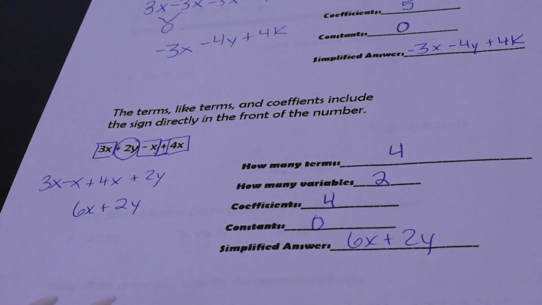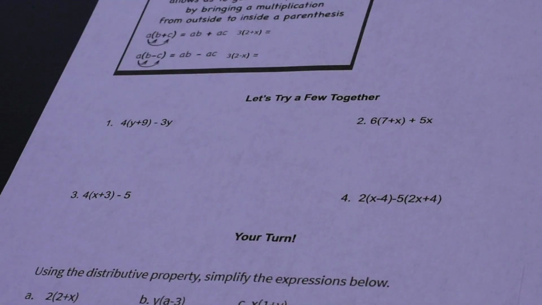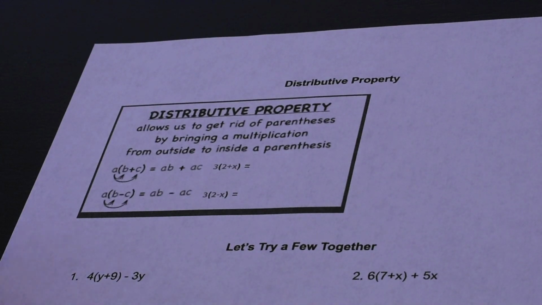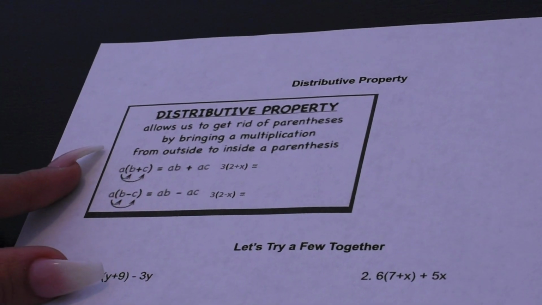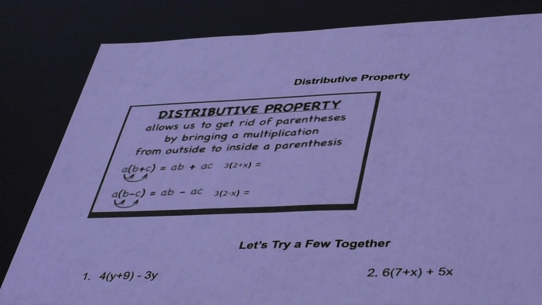That's my simplified answer. Now we are on to the distributive property. The distributive property allows us to get rid of parentheses. That's the whole point of the distributive property. If you see parentheses, know you are doing the distributive property, right?